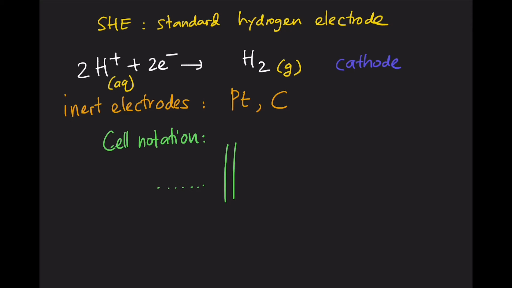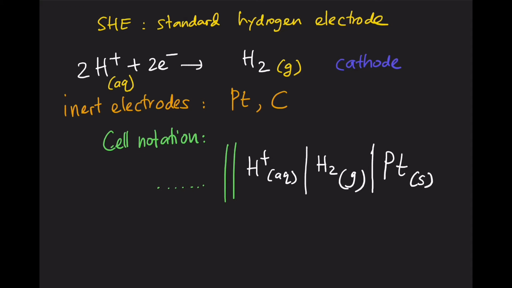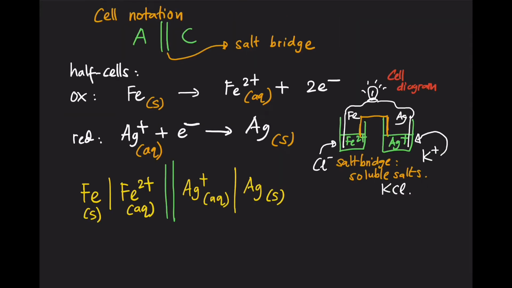So how do we write it down? We write the aqueous phase, H plus, aqueous. We draw another line to separate H plus with H2, which is a gas. And then we draw another one to state the solid or the electrode, which in this case we can use platinum or carbon solid as the inert electrodes to help hooking up the solution to the particular wiring in an electrochemical cells, that is galvanic or voltaic cells.